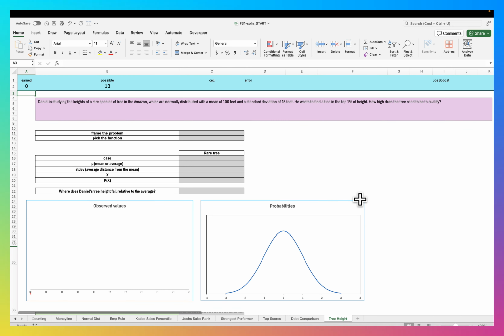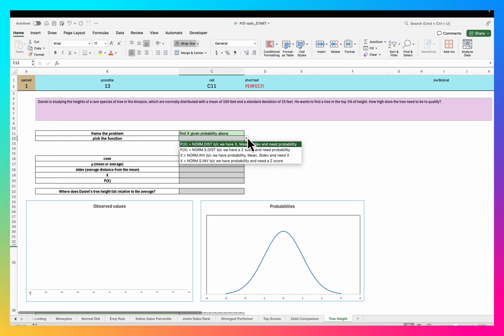Now we've got one where we've been hinting at working the other way, but now we actually are going to work the other way. We're going to be given the probability, and we're going to have to find the value of x. So frame the problem. Daniel is studying the heights of rare tree species of the Amazon, which are normally distributed, with a mean of 100 and standard deviation of 15. He wants to find a tree in the top 1%. How high does the tree need to be to qualify? So that's going to be find x given the probability above, because we're trying to find x at the 1%.